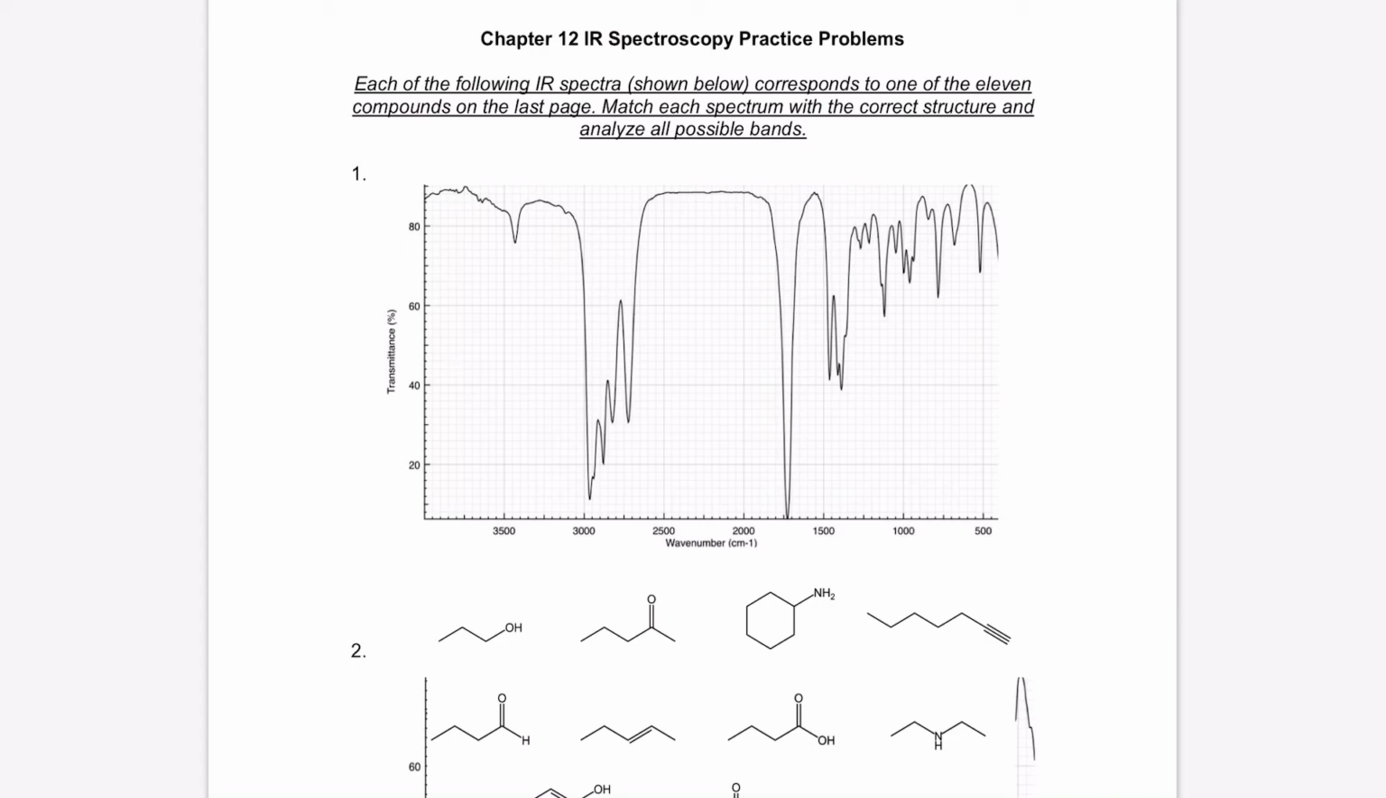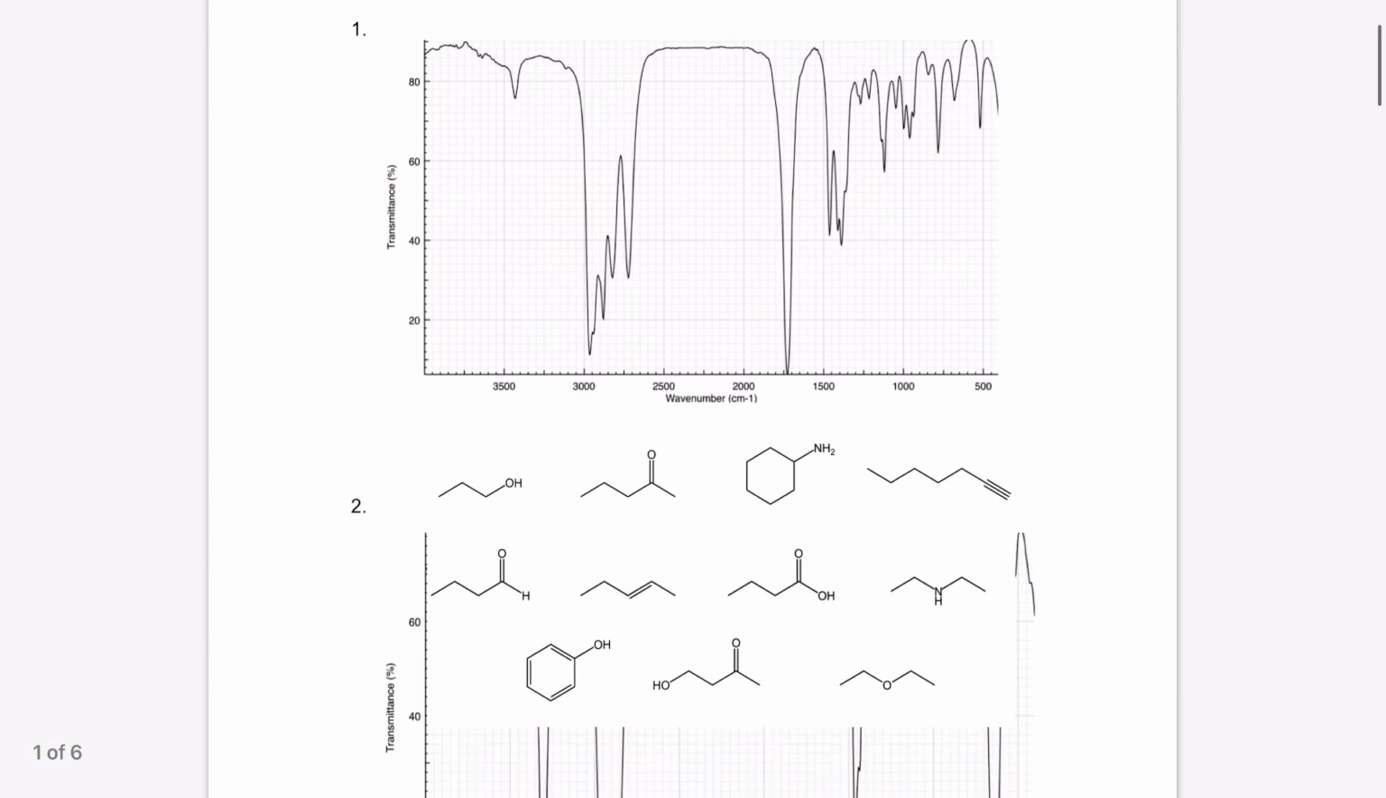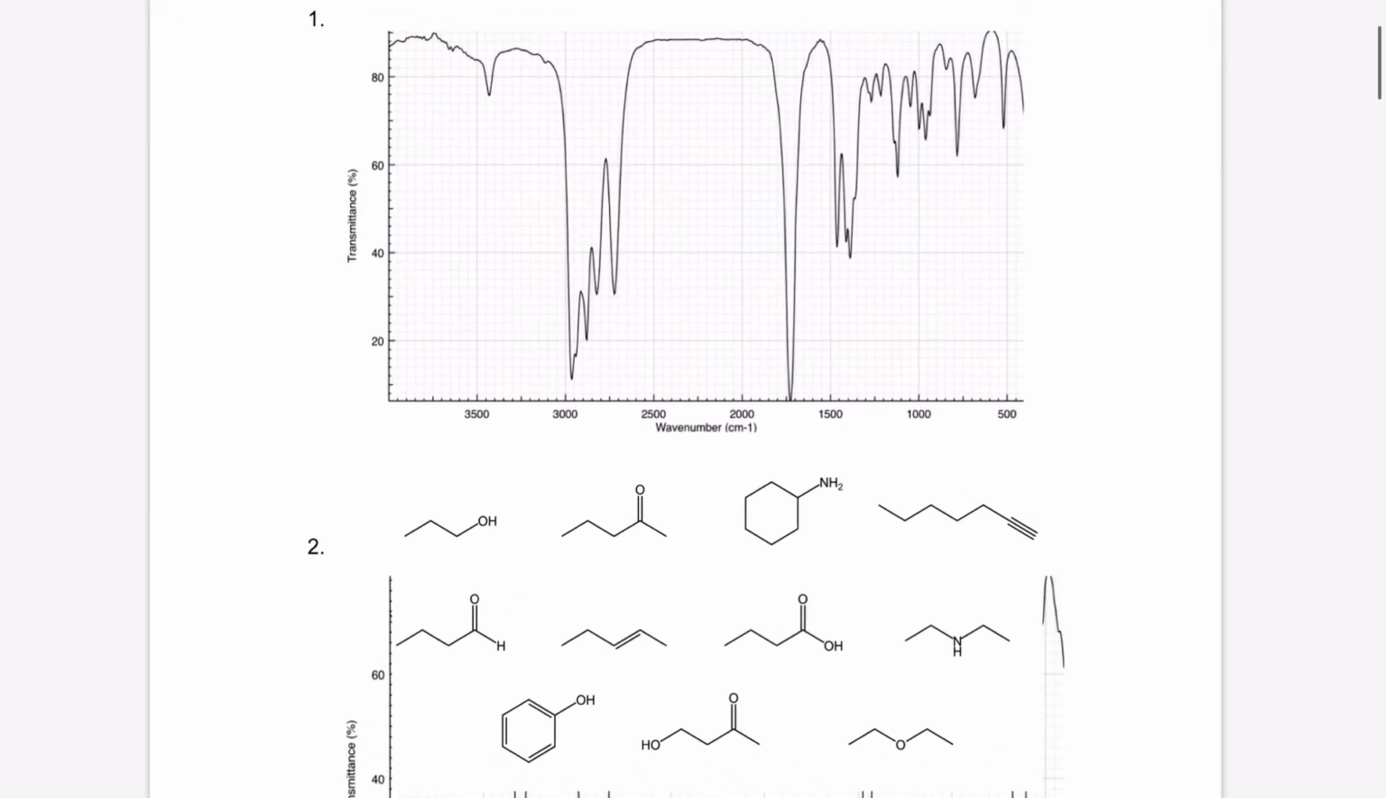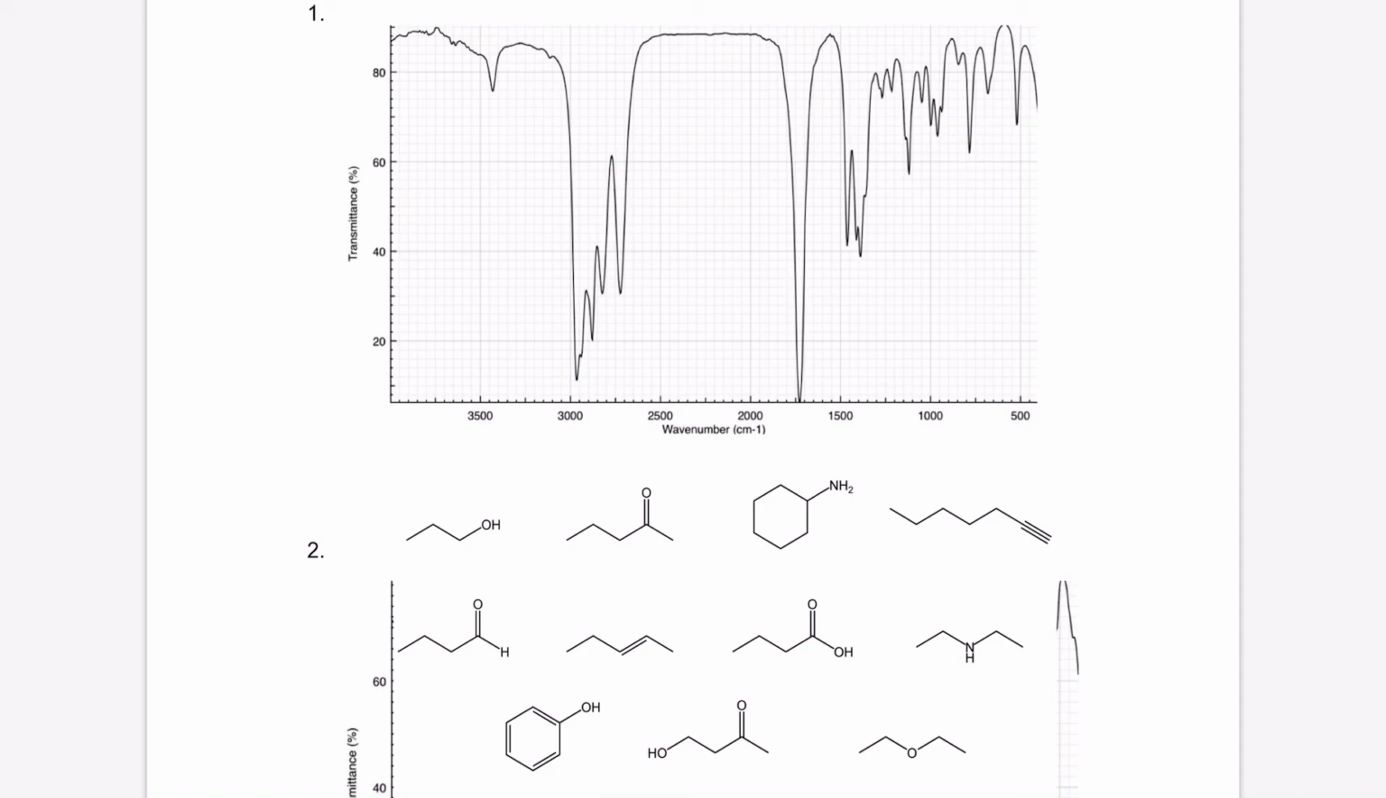So we have 11 IR spectrums and 11 compounds, and we're just going to match the correct structure with the correct spectrum. And we're going to do that by analyzing all of the possible bands that we can recognize. So starting with the first spectrum, the first band that should really be sticking out and that's really prominent, at least to me, is right here at 1700. We know at around 1700 we will have a carbonyl group.